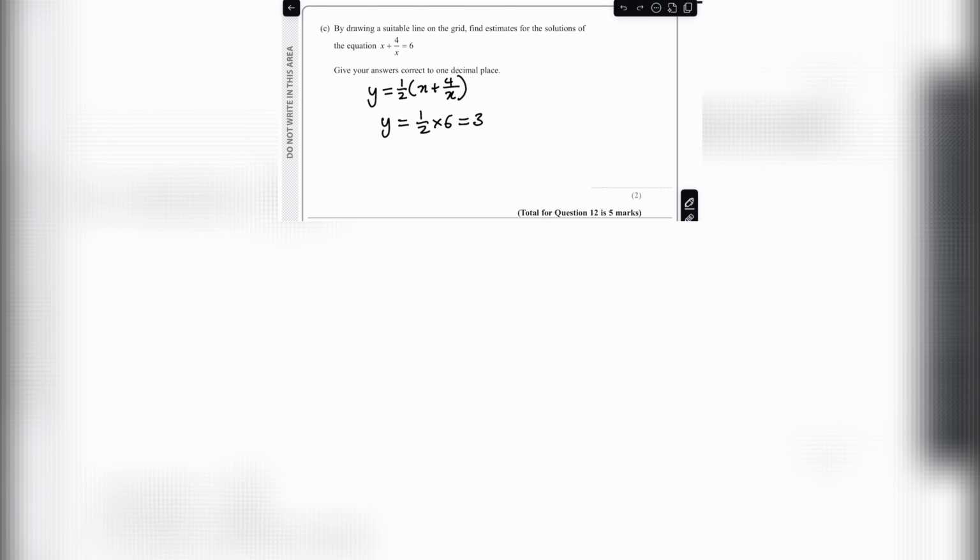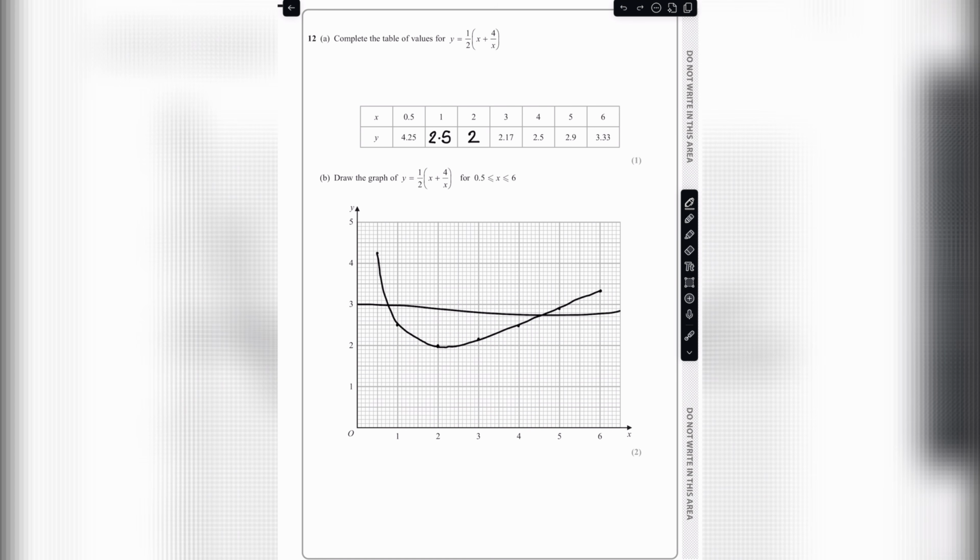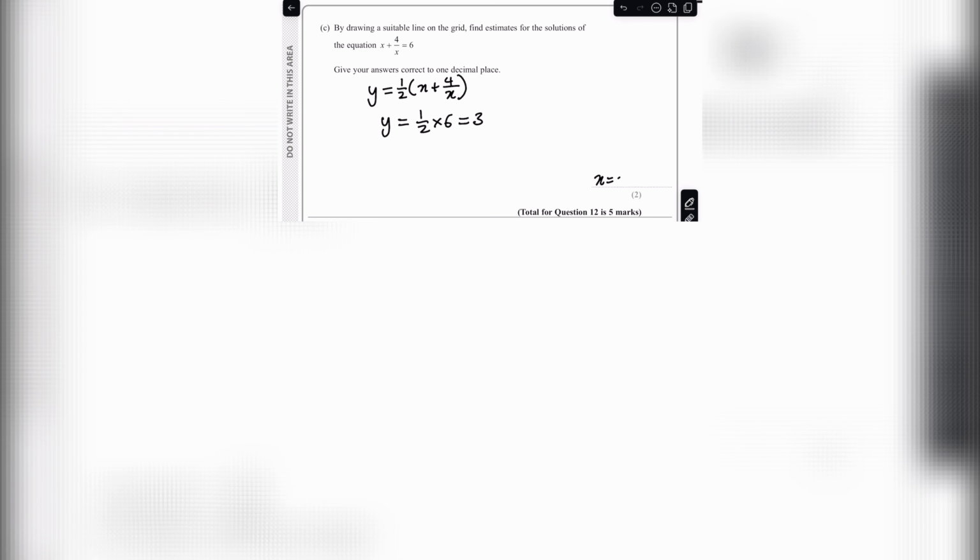So what we need to do is draw the equation of the line y equals 3 and determine the values of x at the points of intersection with the curve y equals a half times x plus 4 over x. So the equation of the line y equals 3 is a horizontal line that looks like this, and my values of x are simply at the points of intersection. So that's roughly 0.75-ish or 0.7, and this is roughly 5.2. So the final values are x equals 0.7 and x equals 5.2.